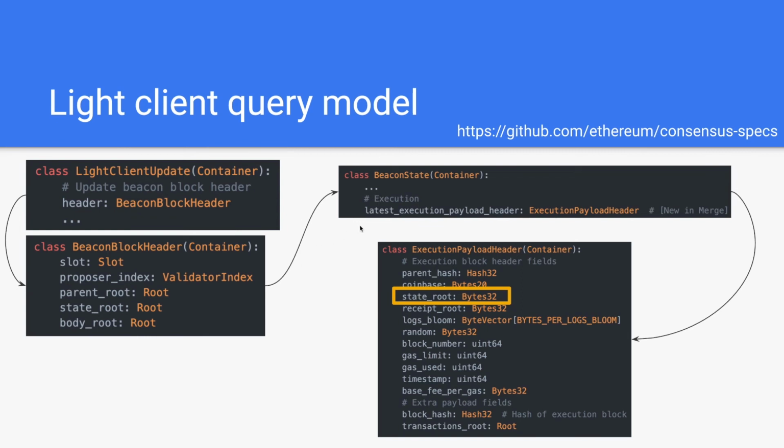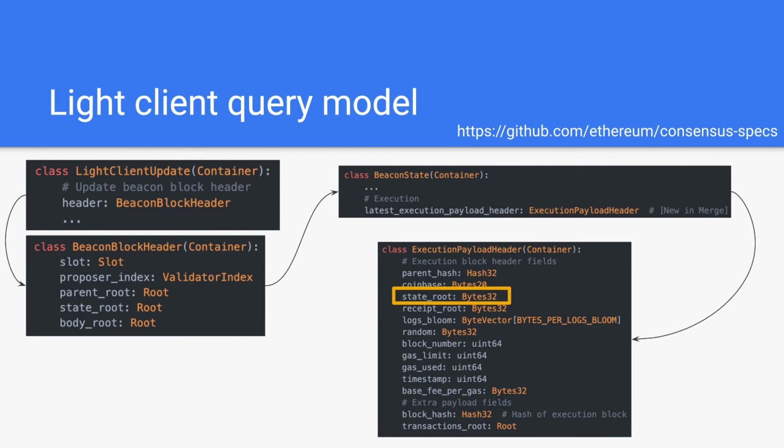After the merge, the beacon state will contain an execution payload header, which again is the header we know from Ethereum today. That header contains a state root. This is the Ethereum state that we all know and love. It has things like token balances, NFT auction state, Uniswap pools, all of that fun stuff.